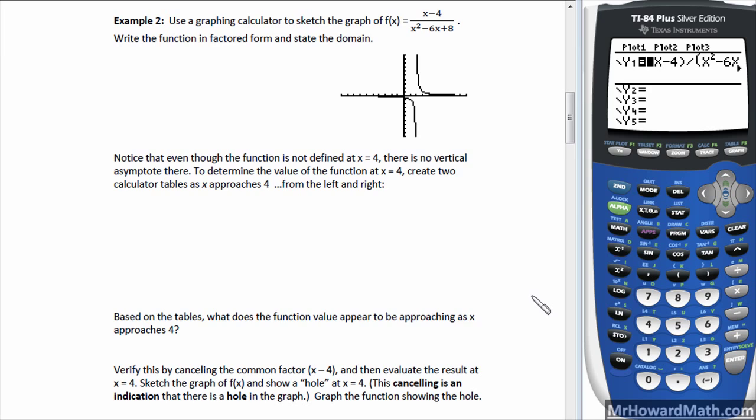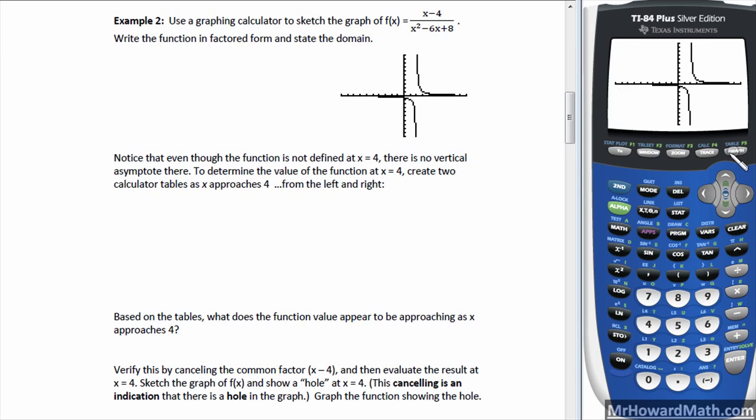Alright, now for example 2. It says use a graphing calculator to sketch the graph of f of x equals x minus 4 over x squared minus 6x plus 8. Write the function in factor form, state the domain. So I've gone ahead and put this in the calculator and graphed it and have the graph here.